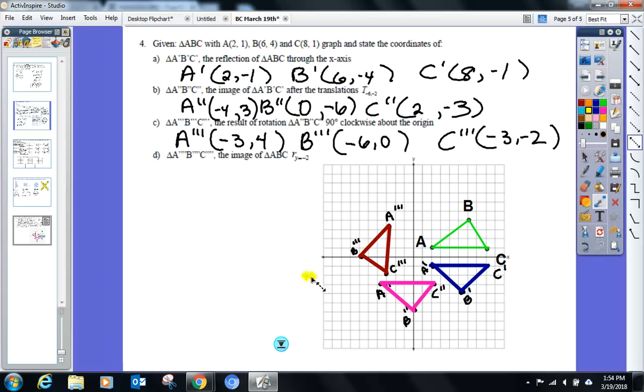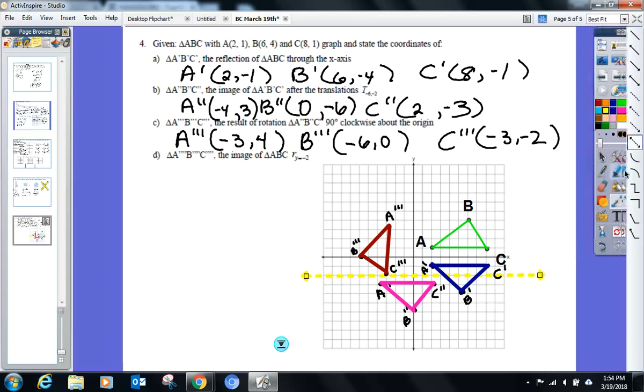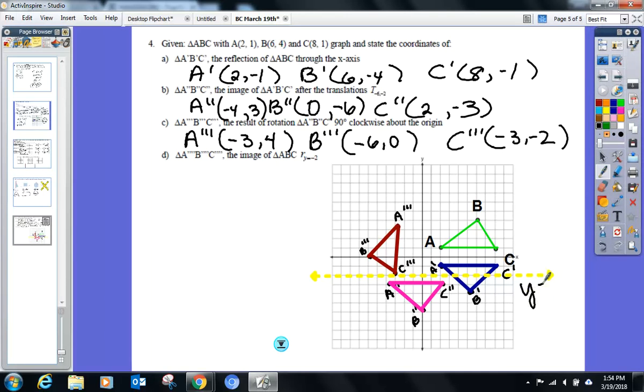Going through -2, it looks like this yellow one right here. There you go. So count the number. Remember, the original triangle ABC is getting flipped over. So count the number of units to -2 and go the same number of units in the opposite direction.